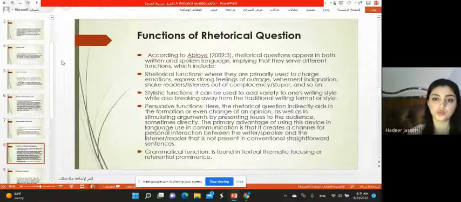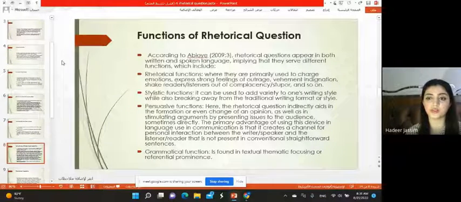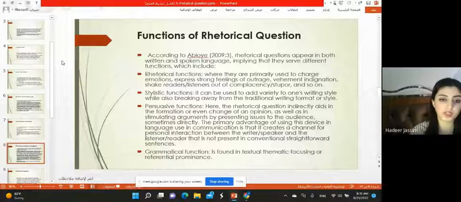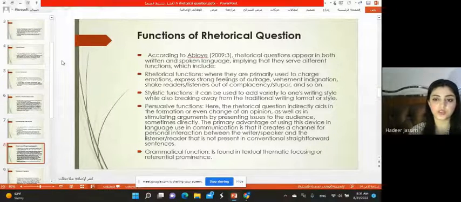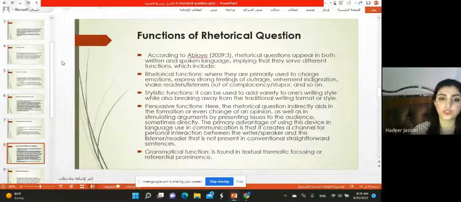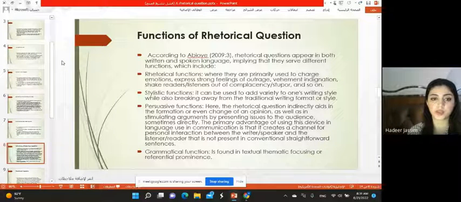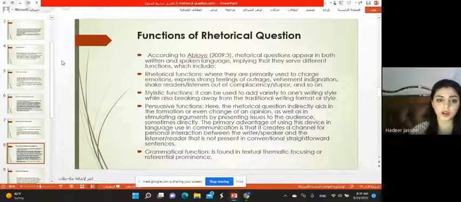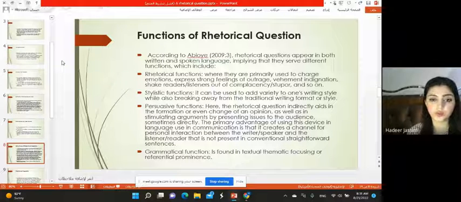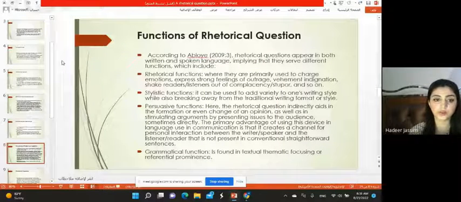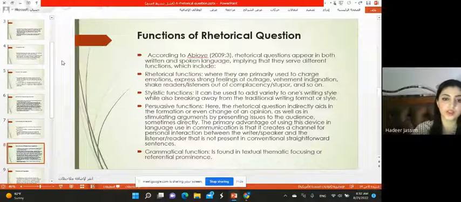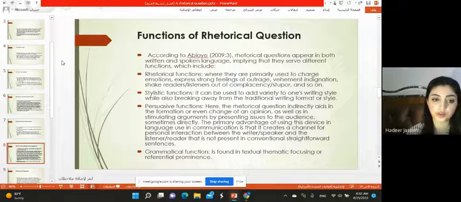It can be used to add variety to one's writing style while also breaking away from the traditional writing format or style. We have also the persuasive function. Here, the rhetorical question indirectly aids the formation or even change of one's opinion, as well as stimulating arguments by presenting issues to the audience, sometimes directly. The primary advantage of using this device in communication is that it creates a channel for personal interaction between the writer or the speaker and the listener or reader that is not present in conventional straightforward sentences.